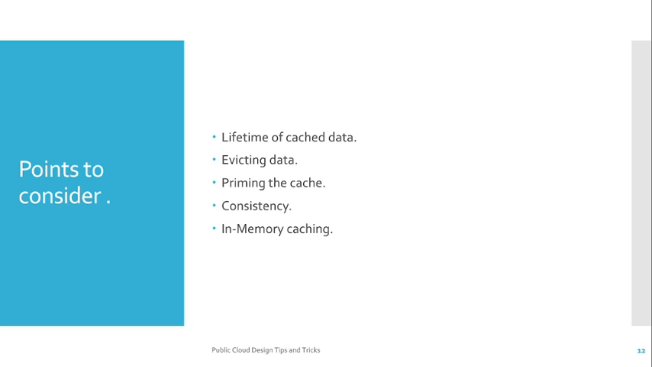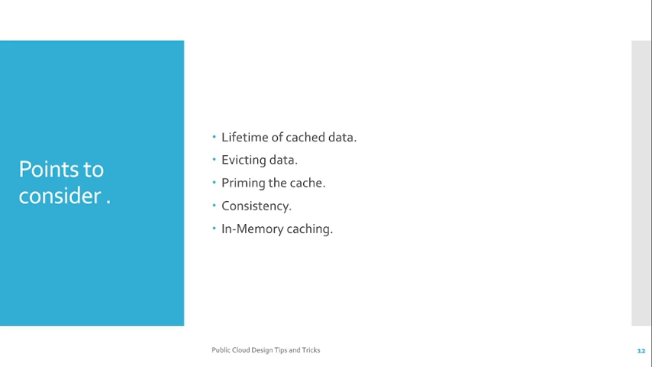Evicting the data means when you have a database or data store with a huge amount of data, and you store all of it or more and more of it in the cache, the cache will become much more costly. To avoid that, you need to evict data inside the cache so that it is also very effective. Priming the cache means that during the startup time of your application, you refresh the cache, and that will also help you refresh your data.